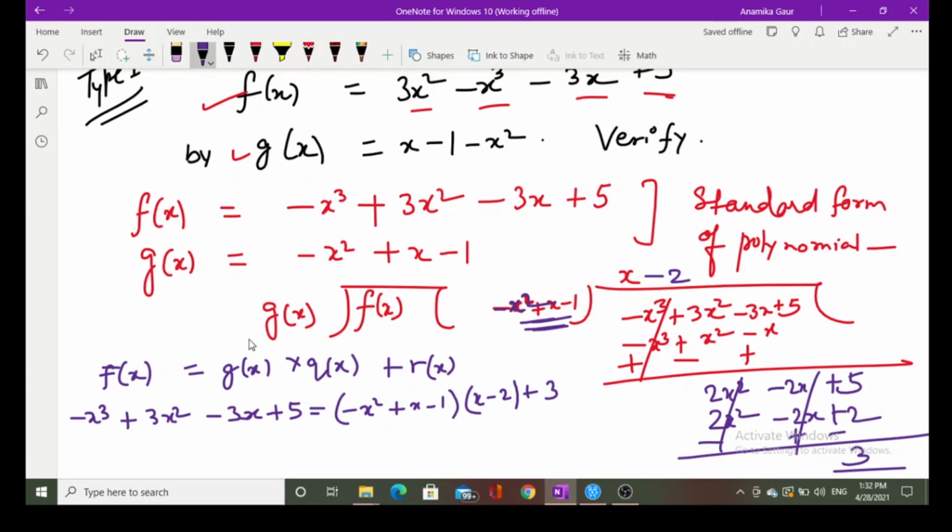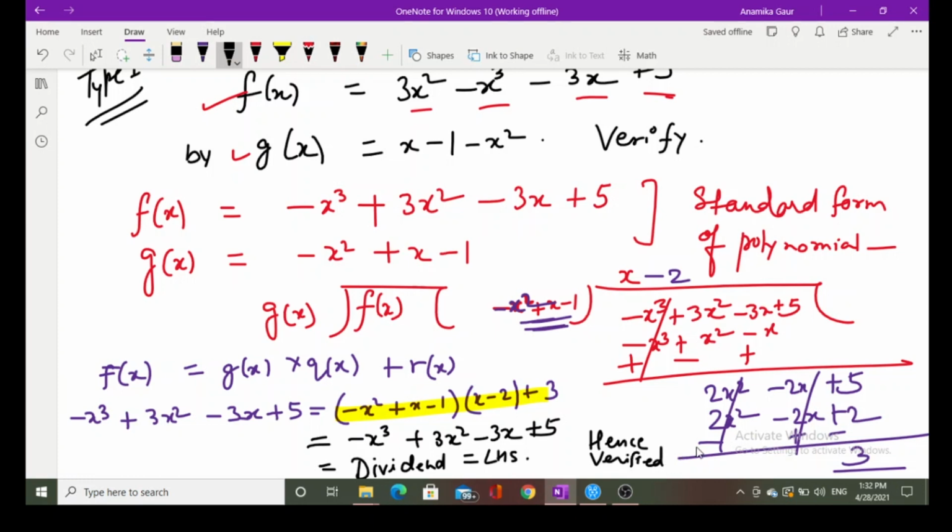On multiplying the RHS, we will be getting the same value of f(x). So we will be getting minus x cube plus 3x square minus 3x plus 5. If we are not getting it, then it means there is some error in the question. If we are getting it, then we can say the question is verified. So what we should get is the dividend, we should get the LHS here. It means this question is verified, so hence verified.